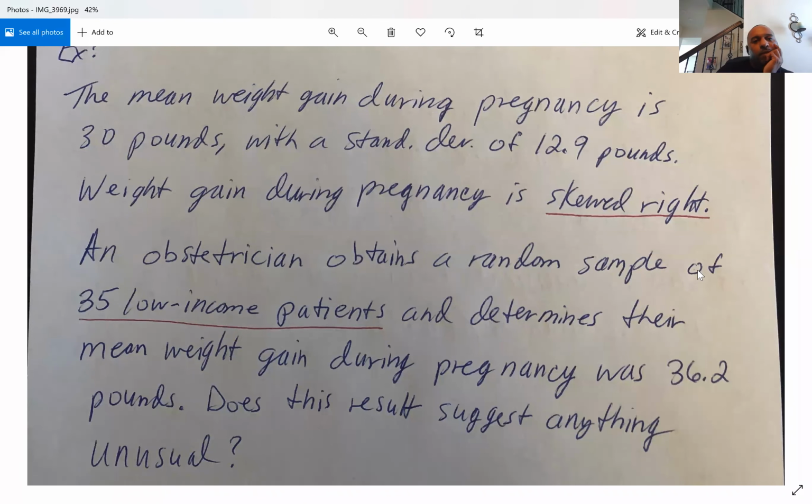So let's look at this problem here. The mean weight gain during pregnancy is 30 pounds with a standard deviation of 12.9 pounds. Weight gain during pregnancy is skewed right. The obstetrician obtains a random sample of 35 low-income patients and determines their mean weight gain during pregnancy was 36.2 pounds. Does this result suggest anything unusual? I'll give you a chance to write that down.